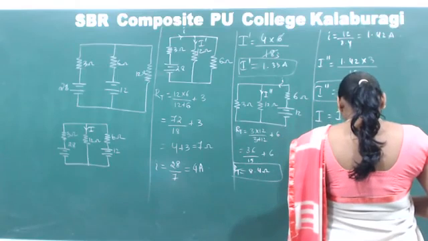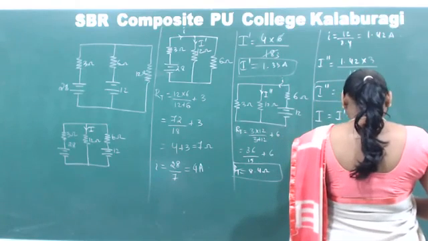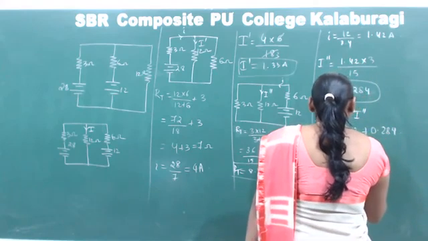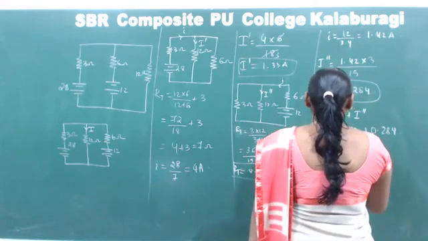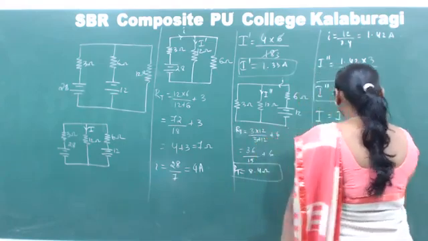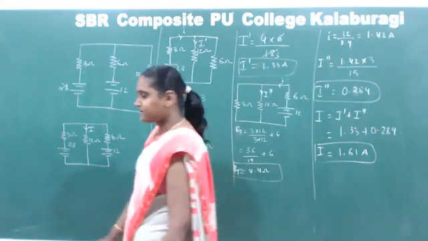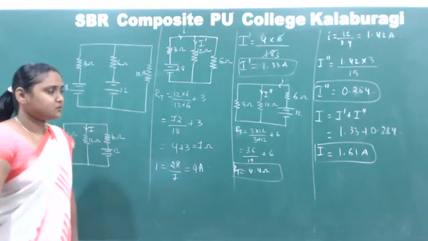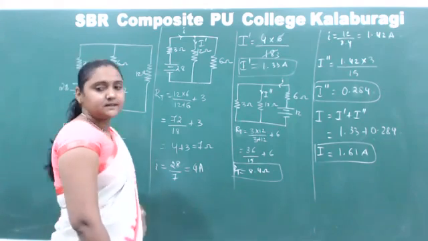1.33 plus 0.284, that is 1.6. 1.61 ampere. So the total current flowing here is 1.61 ampere through this particular resistor. 1.61. This is the solution.